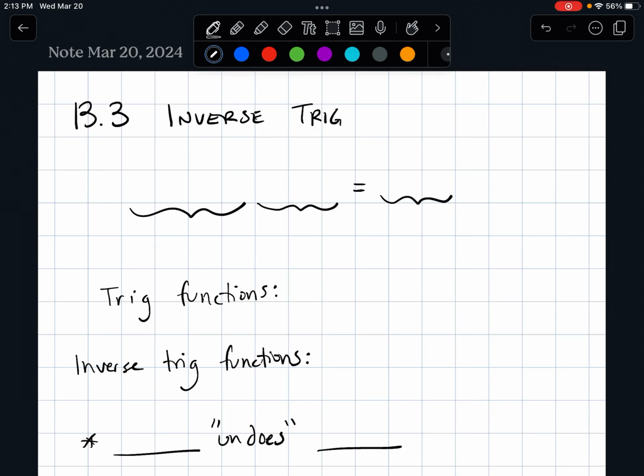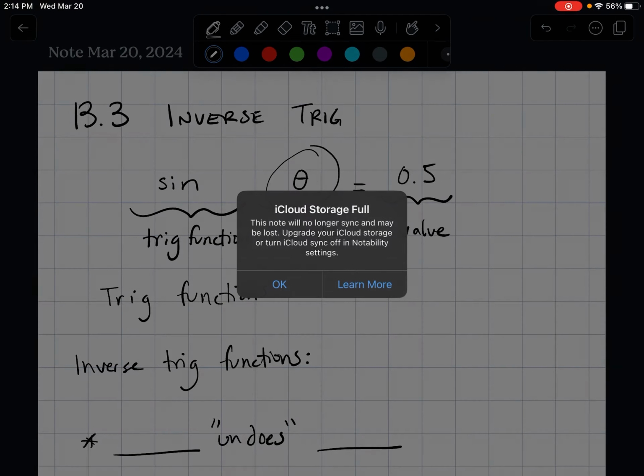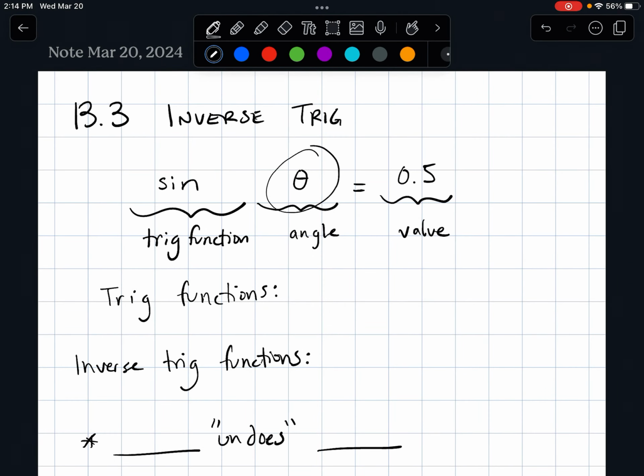Remember that when I write one of these equations, I first start with the trig function here. So an example of a trig function would be maybe sine. Next comes the angle, which we often call theta or capital A or capital B. And then here we have the value, and that might be 0.5, right? So this is always going to be your setup. What comes first is the trig function, then you're going to have the angle, which might be a number. If you know the angle is 30 degrees, you'd put a 30 here, and then the value is what that function comes out to be.